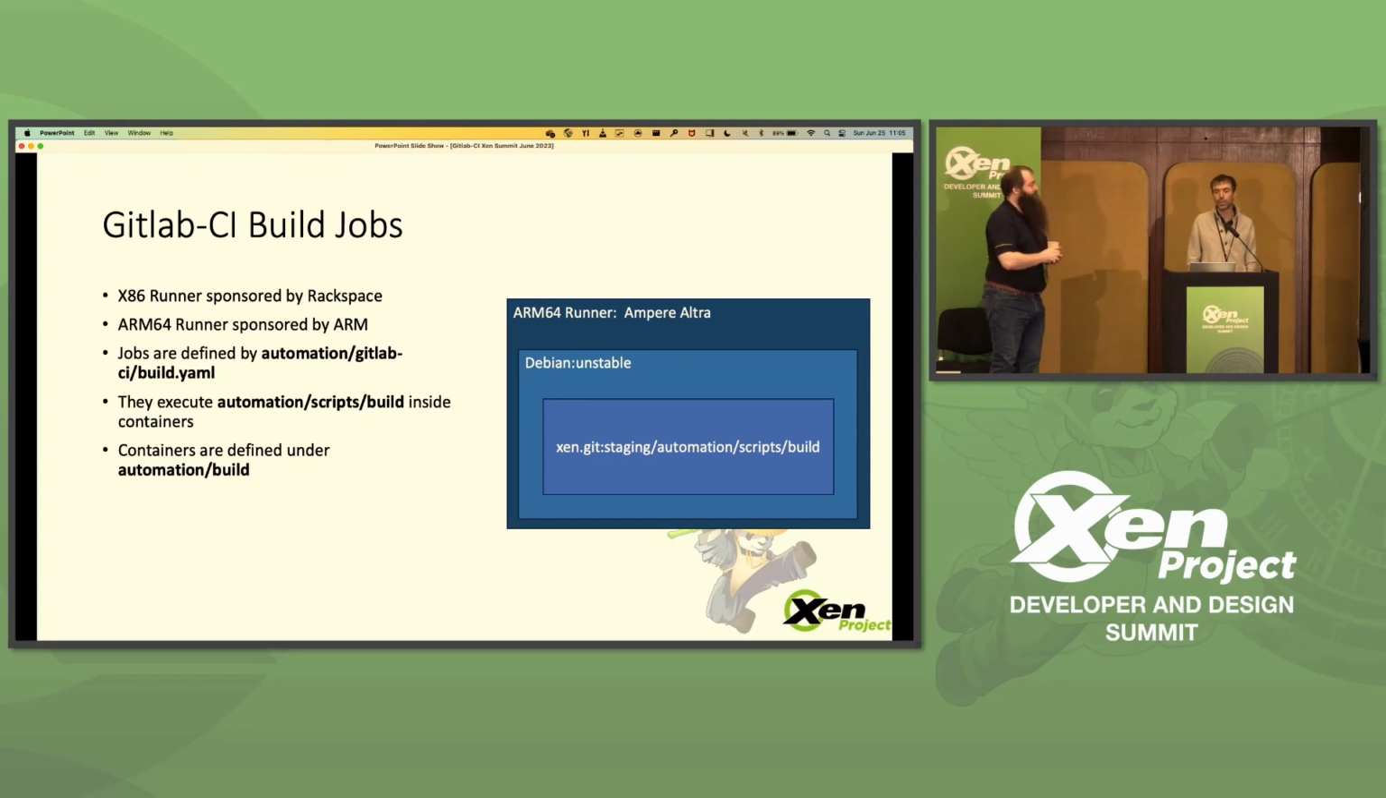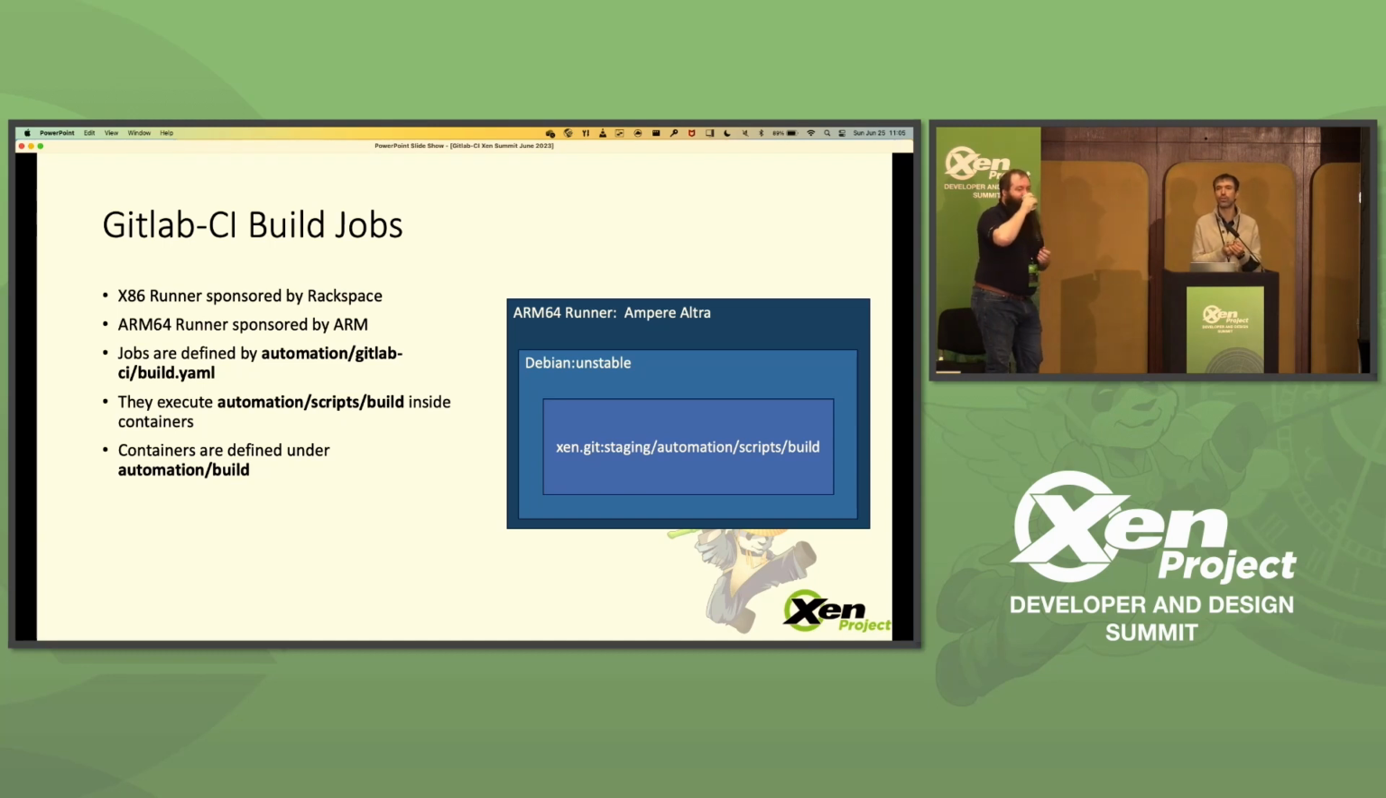So let's start with the build jobs. I'm going to take the example of the Ampere Ultra that's been sponsored by ARM. There is also the x86 runner sponsored by Rackspace, and Cubes. But the hardware runners I'm keeping for a special segment. These ones are the ones that run all of the build jobs. And what they really do is they execute the container that you define as part of the job.